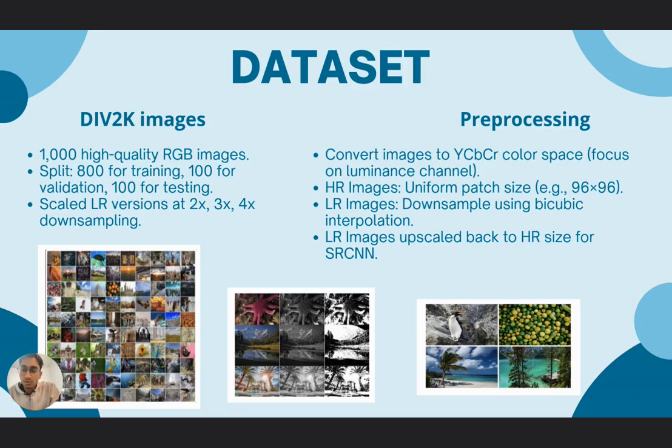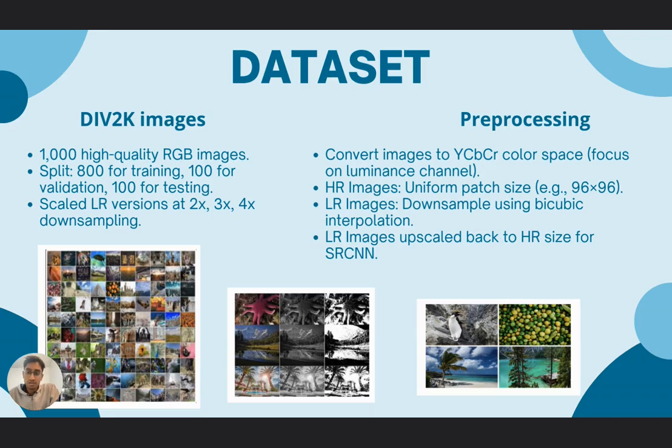Onto the dataset that we use, the DIV2K dataset, which is a gold standard dataset for image super resolution research. It contains 1,000 high quality RGB images that are both diverse and quite challenging. They are from a lot of varied environments, which makes it an ideal dataset for training and evaluating our ISR models. The dataset is split into 800 images for training, 100 for validation, and 100 for testing. To simulate real world scenarios, the dataset provides low resolution versions of each image at various downscaling factors. We have images downscaled by 2x, 3x, and 4x. This allows us to evaluate model performance across different scales of degradation.